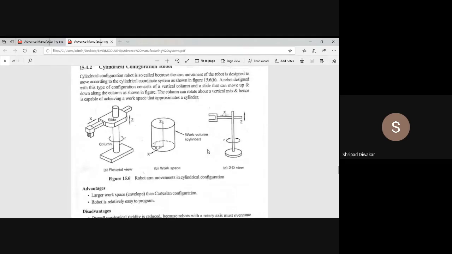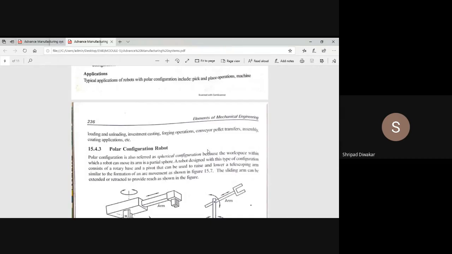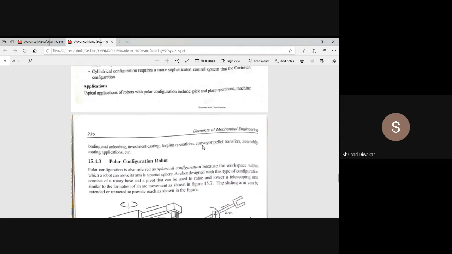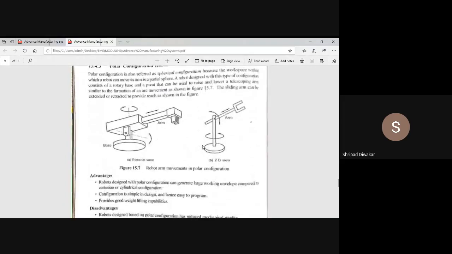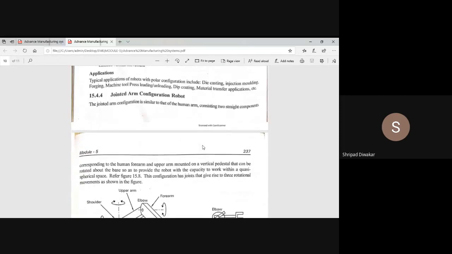Next, the cylindrical configuration robot is mainly used in casting. You already studied casting in materials. Also conveyor, pallet transfer, assembly. Next, coating application. Wherever complex movement is required for coating, we'll go for the cylindrical configuration. Next, the polar configuration robot is mainly used for casting purposes, molding, machine tool loading and unloading, dip coating, and material transfer from one part to another. That type of robot is used.